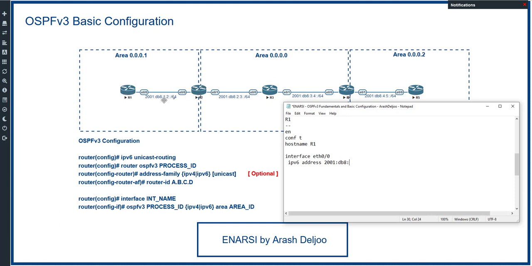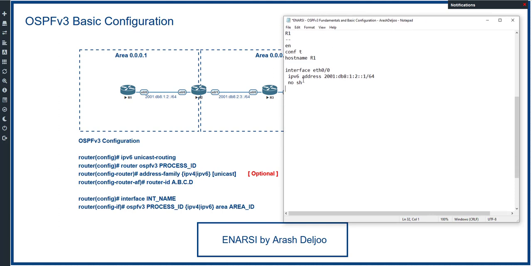Actually, I'm using the lower number on the left and a higher number on the right. That's it. IPv6 address 2001:db8:12::1/64. And after that, no shutdown. This is the command that we need for the IP addressing in router 1.